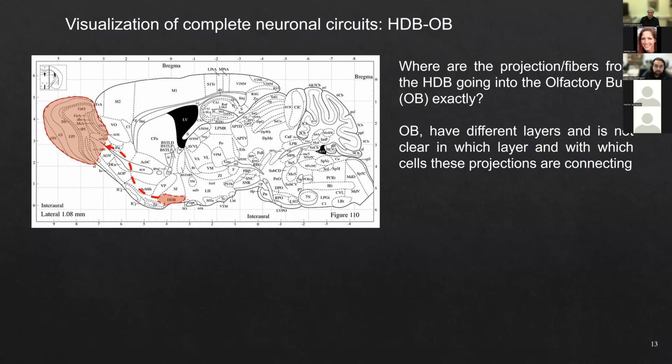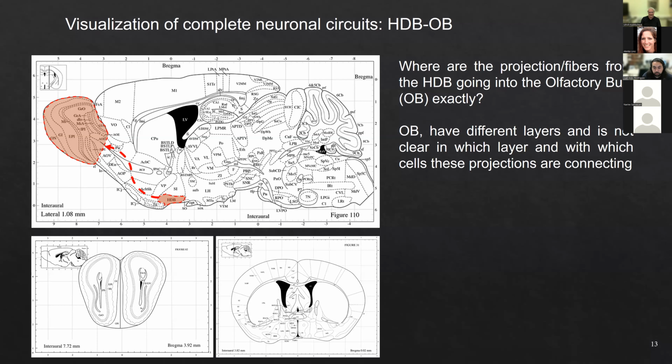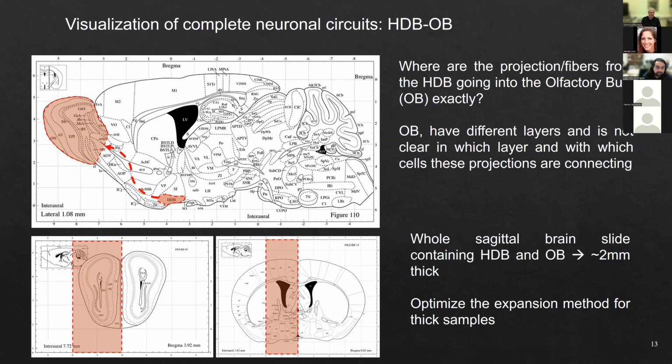inside that area. So what we did is try to cut a thick slice that contains the complete olfactory bulb, but also the complete HDV region. Okay, and for that we need to take a slice that is about 2 millimeters thick. Okay, to be able to apply the technique in this thick section, we have to optimize the protocol.